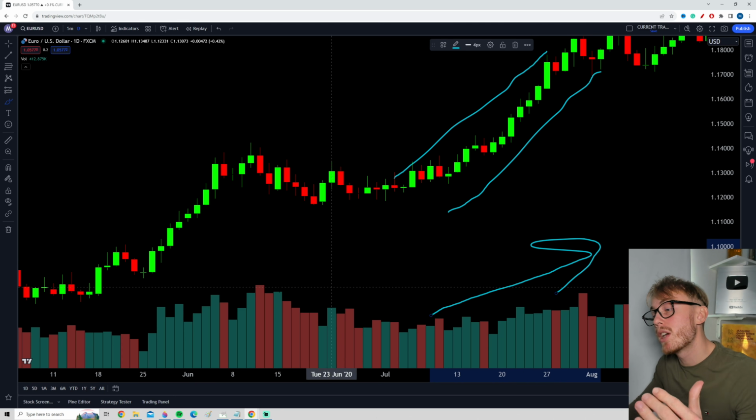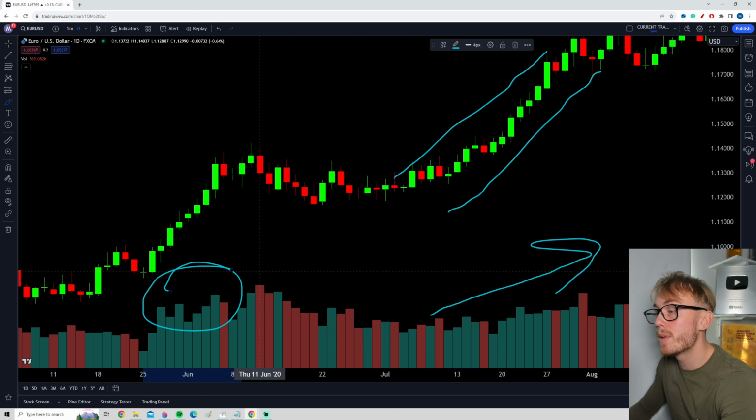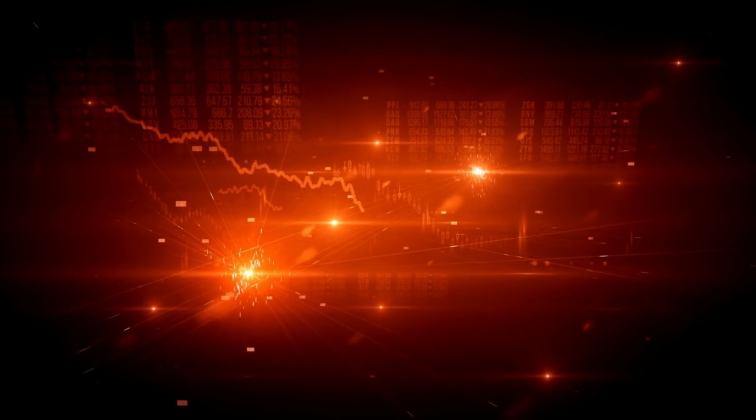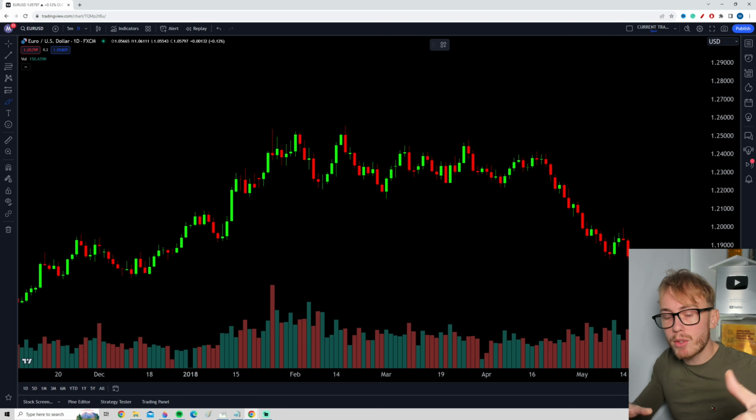And this is exactly what you're looking out for in healthy uptrends. During the up moves, you want to see lots of volume, and during the pullbacks, you want to see decreasing volume. And the exact same principles can of course be used in downtrends as well. Now let's take a look at how to use volume to find better reversals.